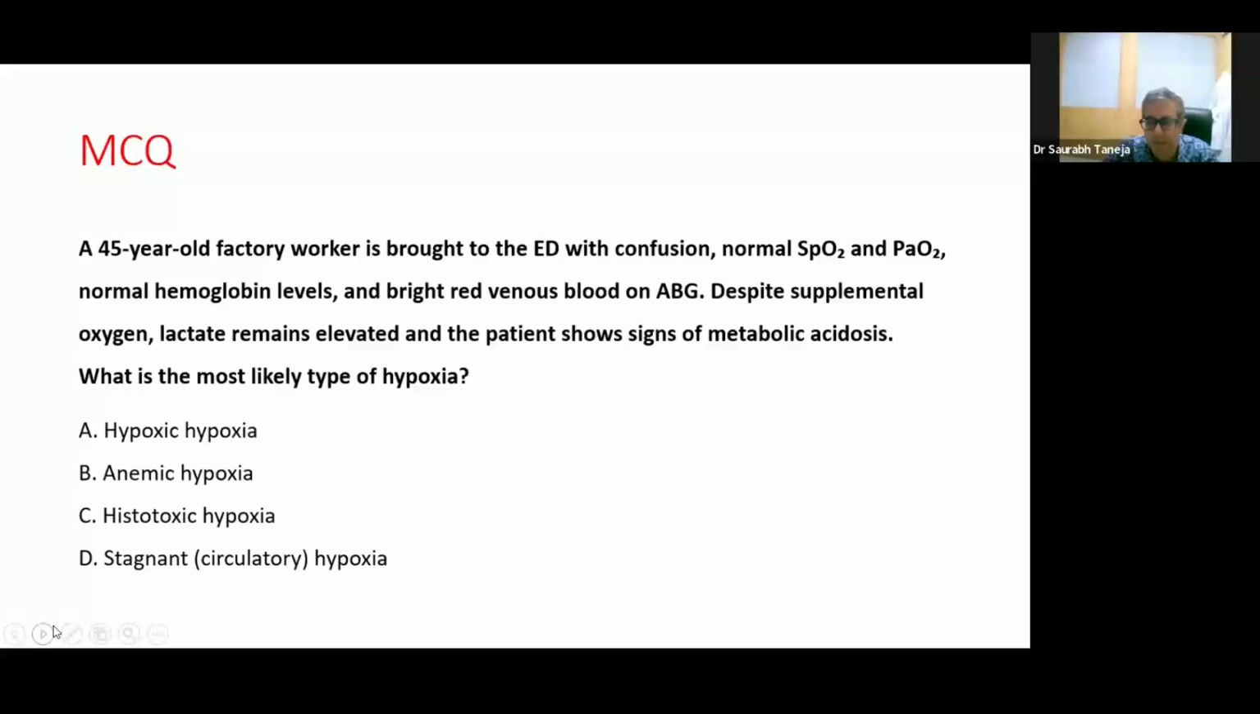Which type of hypoxia is this patient suffering from? The four choices are hypoxic hypoxia, anemic, histotoxic, and stagnant. Answer please. Next slide. So the answer is histotoxic hypoxia, and we'll see why it is histotoxic hypoxia.